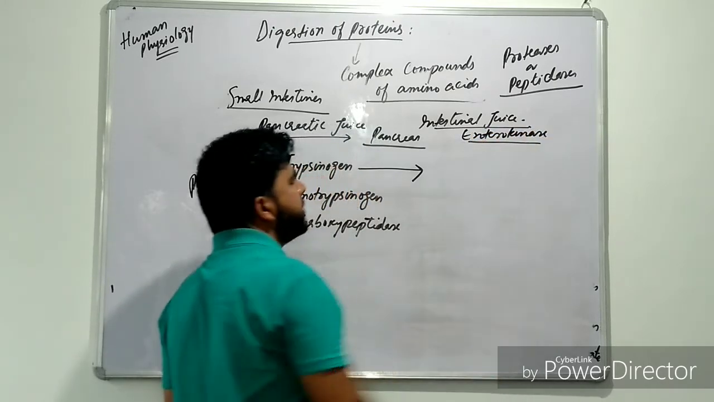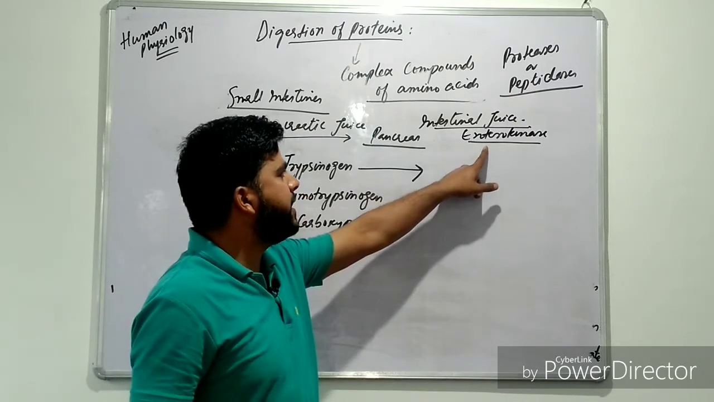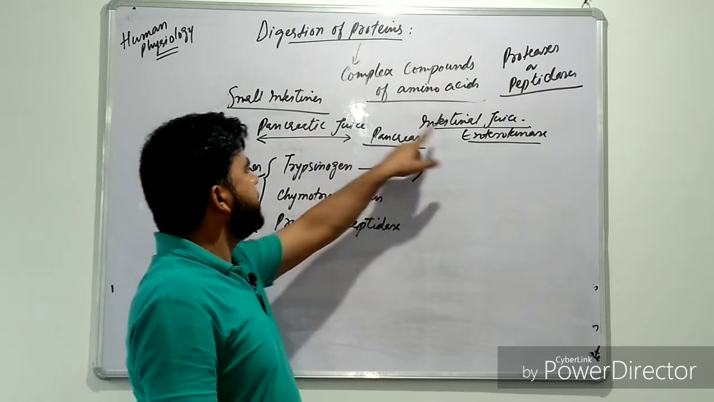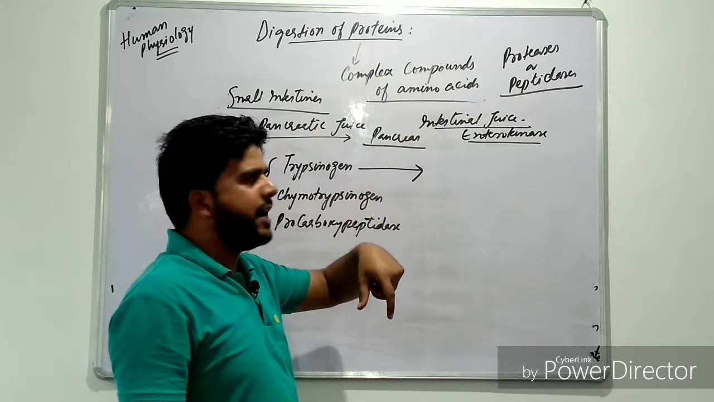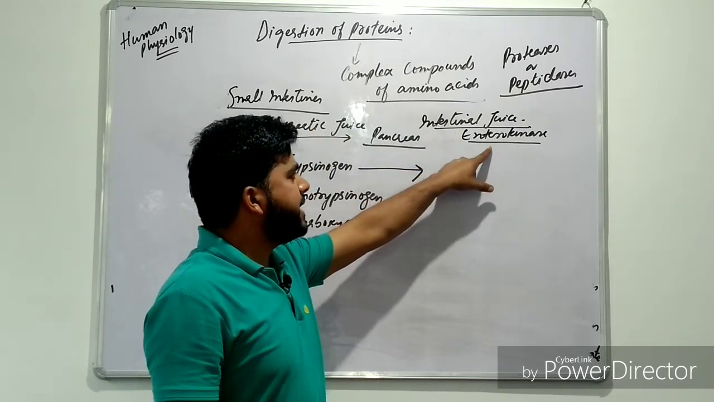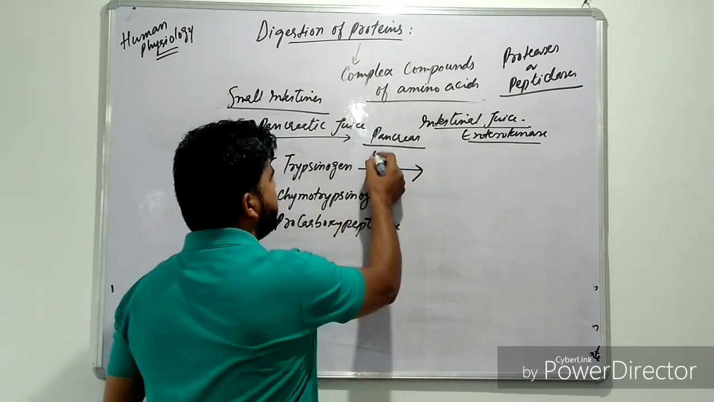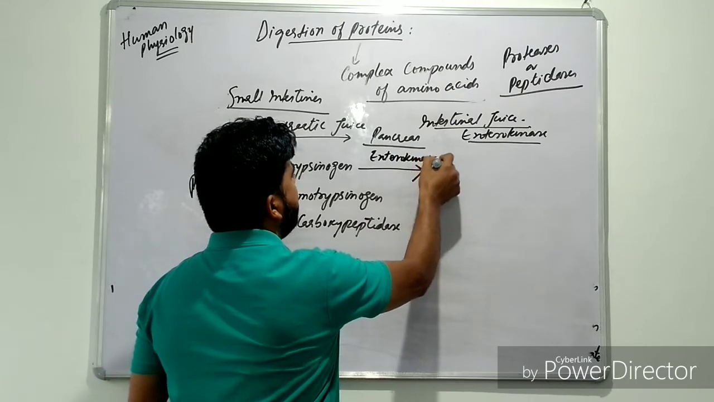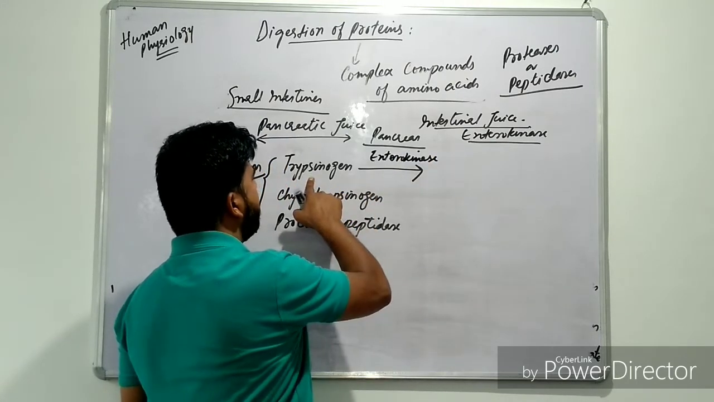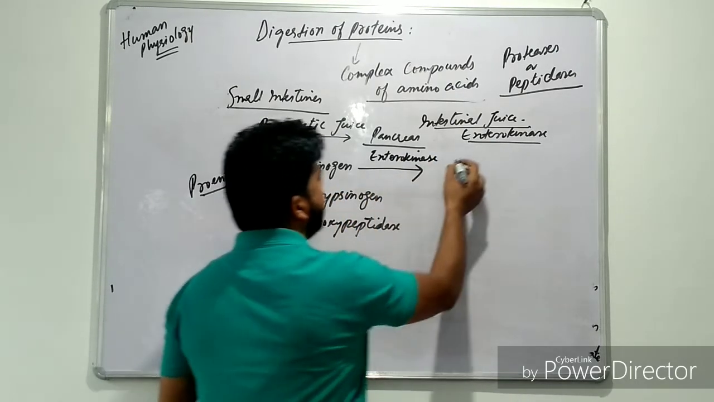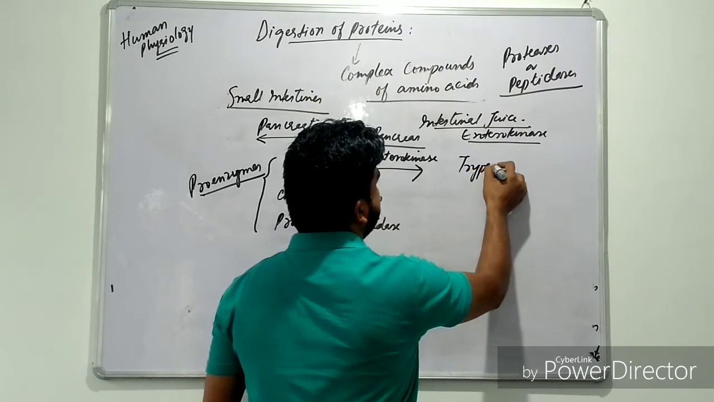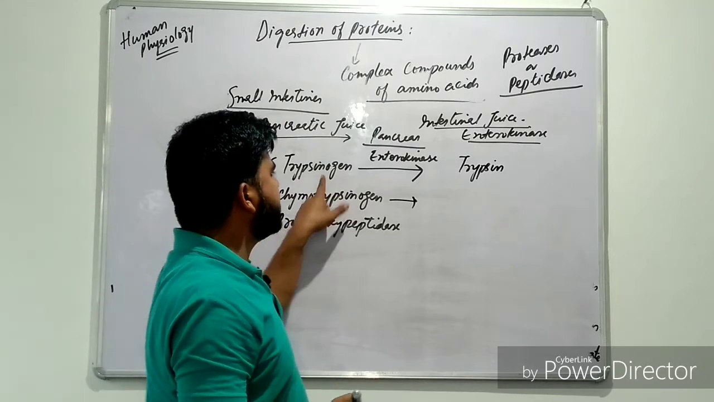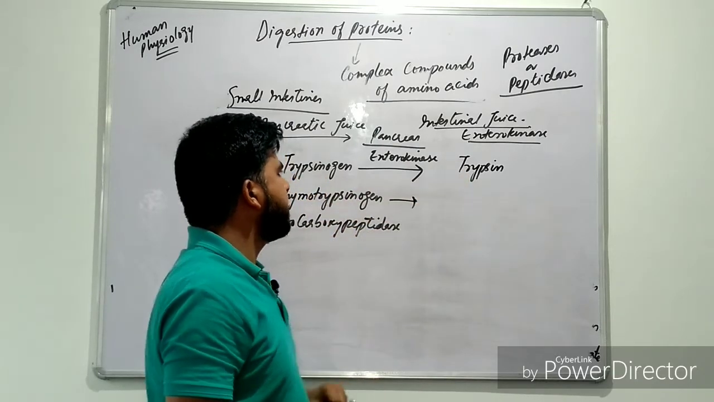The intestinal juice contains an enzyme called enterokinase. Both pancreatic juice and intestinal juice are present in the intestines, and intestinal juice contains enterokinase. This enterokinase enzyme actually acts on trypsinogen, which is a proenzyme, and converts it into trypsin. So the trypsinogen proenzyme is converted into the active form, that is trypsin.